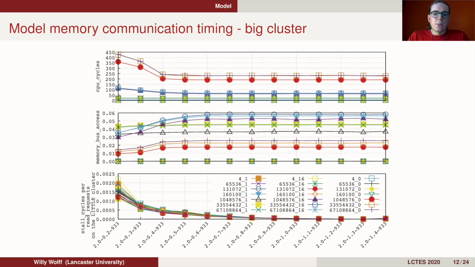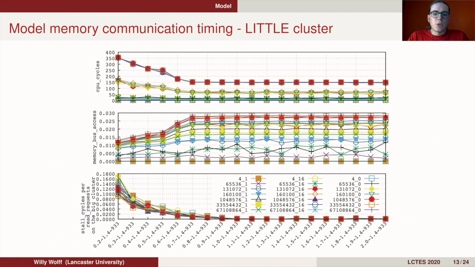We also see that the increase in timing is not a direct linear relation with the amount of stalling cycles. The reason is that this metric from the CCI does not only account for our benchmark, but accounts for the full cluster with all other applications running on the system, whereas CPU cycles and memory accesses are for the benchmark only. The situation is the same for the little cluster.